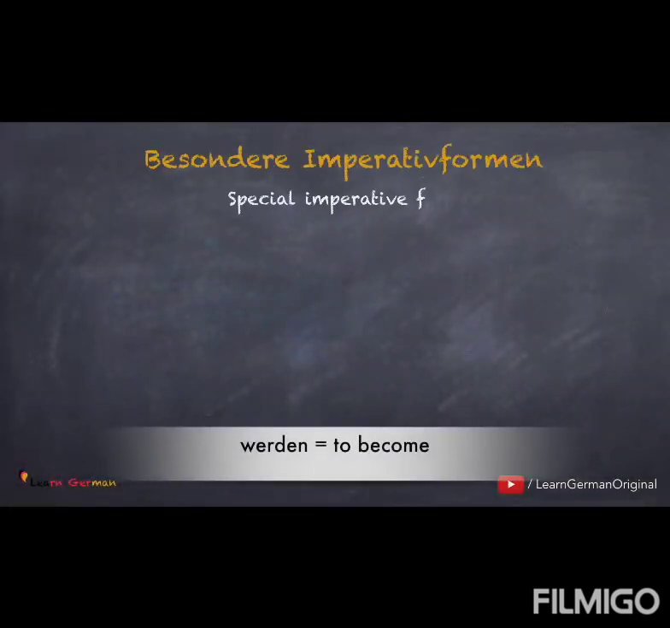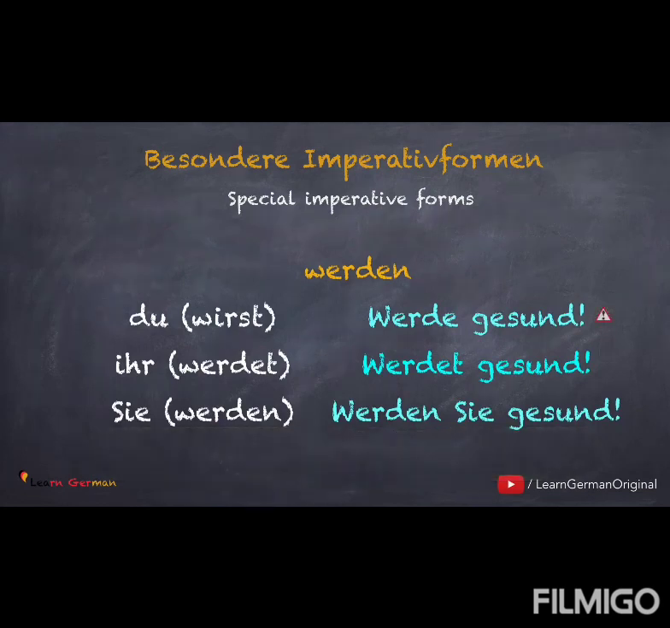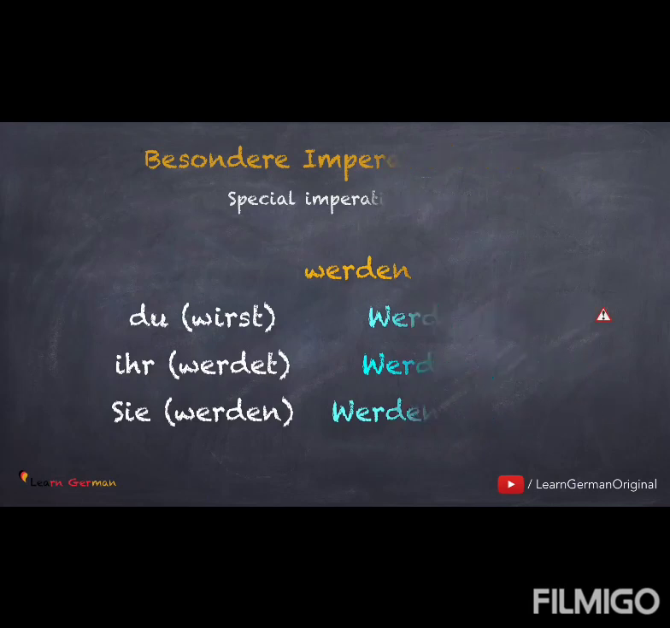The next verb is werden. In du form, you would say werde gesund. For ihr form, werdet gesund. In Sie form, werden Sie gesund. For both the verbs that we just did, only the du form is different from that of the normal verbs.